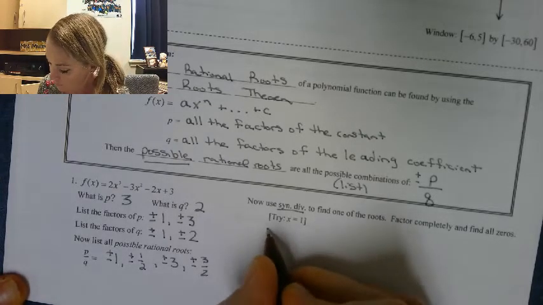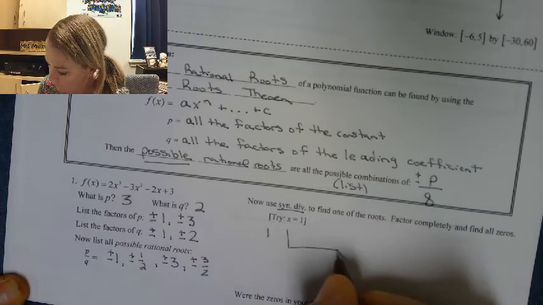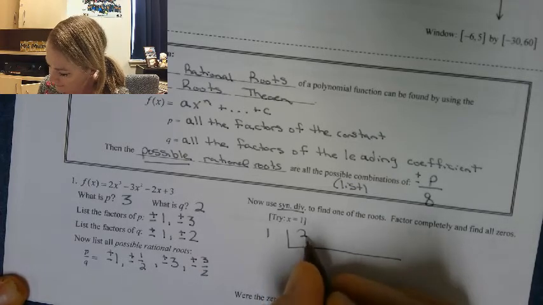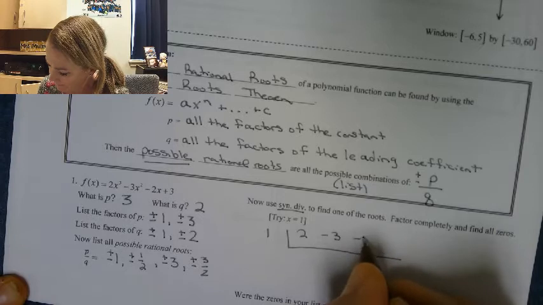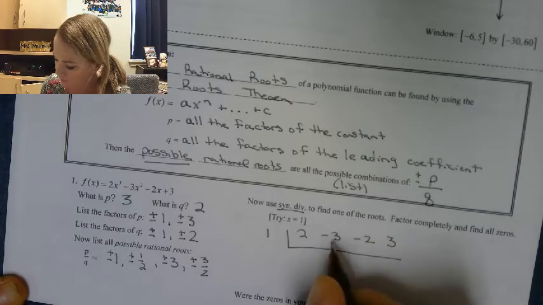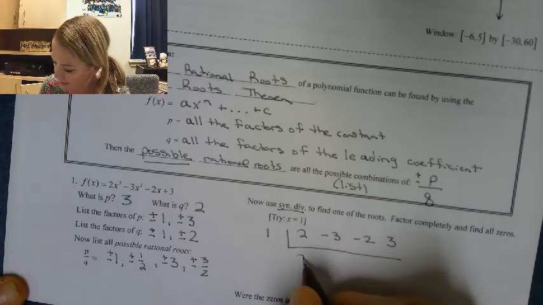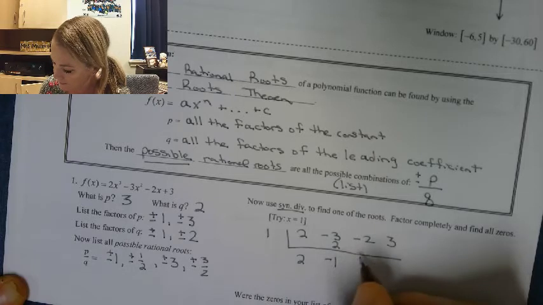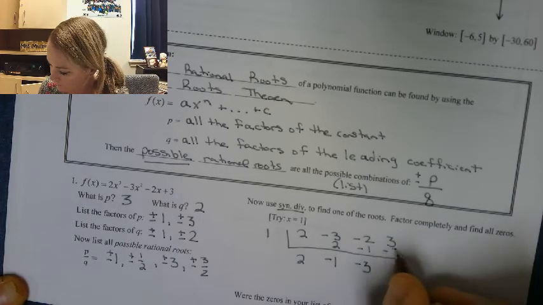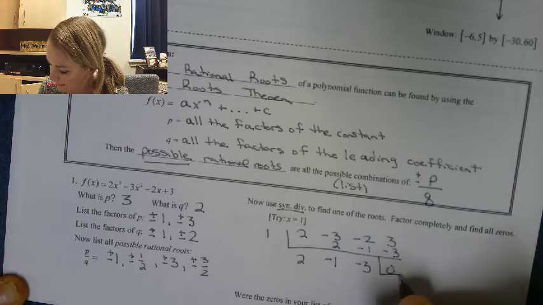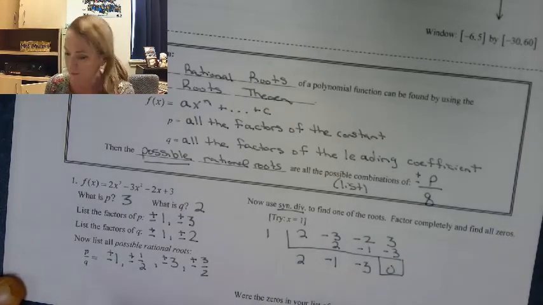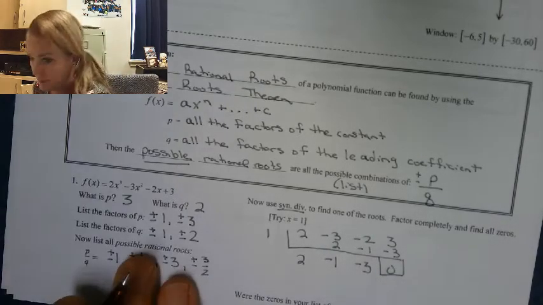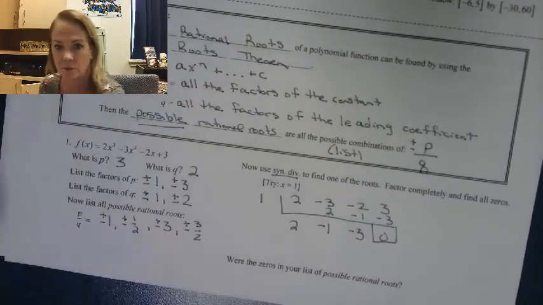All right, so this gave you a hint to try 1. So I'm going to send 1, that's x equal to 1, through synthetic division. Cube, square, single, constant. Bring the 2 down. 2 times 1 is 2. That combines to -1. -1 times 1 is -1. That combines to -3, times 1 is -3, which combines to 0. So perfect, we got a root. So I know that x minus 1 is a factor and x equal to 1 is a root.